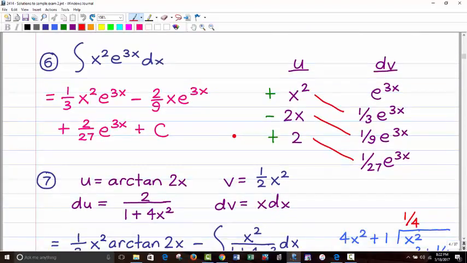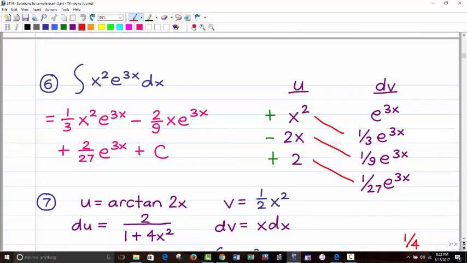Same thing with this next one. You can use the integration tabular method for parts here. So we go x squared, 2x, and 2. So then the sign chart goes plus, minus, plus. e to the 3x. Once again, we're taking the antiderivative. The antiderivative of e to the 3x will be 1/3 e to the 3x, not 3. That's the common mistake people make.